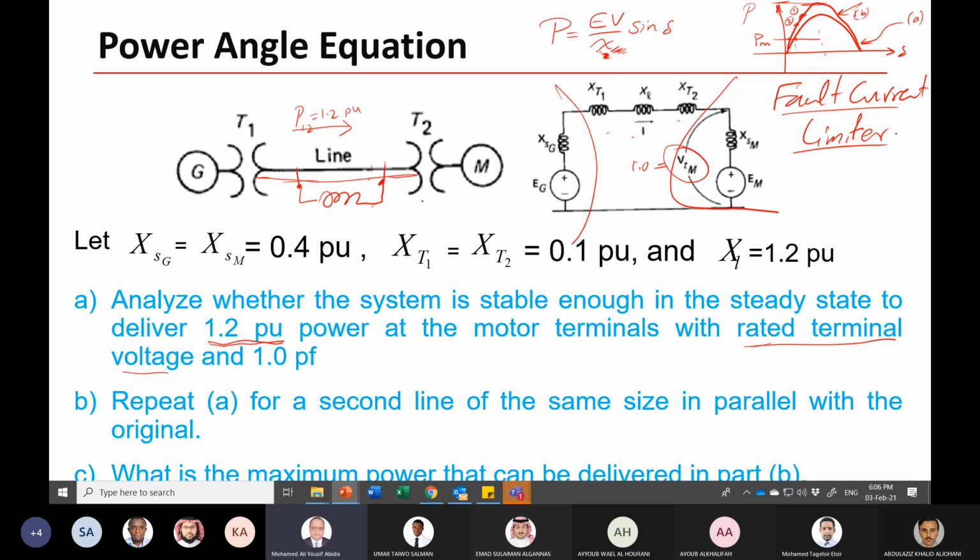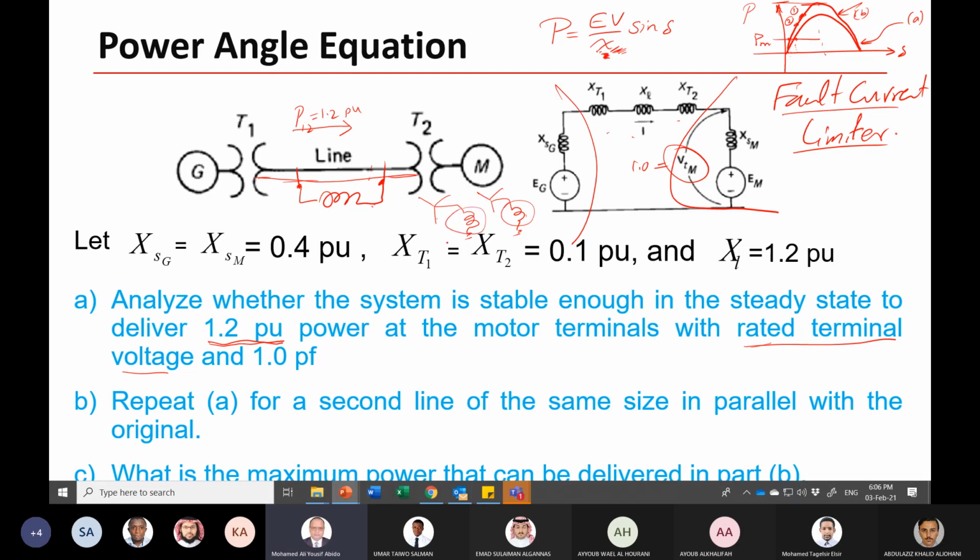One other way to limit the current is to ground the neutral of the transformers here and there. At the motor, the motor is connected in Y, so you can limit the fault current. This neutral impedance is limiting the fault current here. In normal operation, this impedance has nothing to do with the circuit. In normal operation, with balanced three-phase, there is no current to the ground.